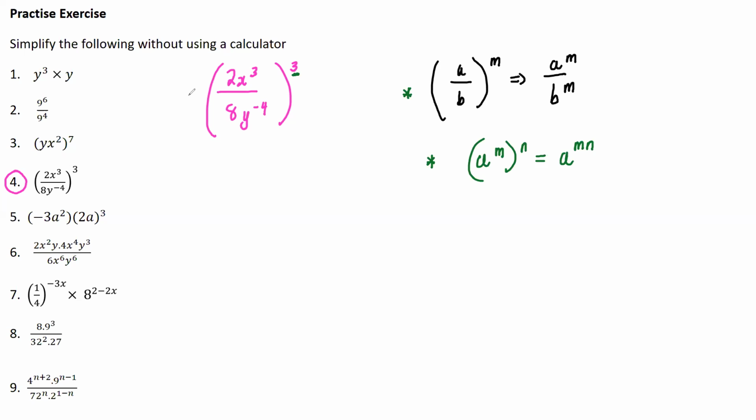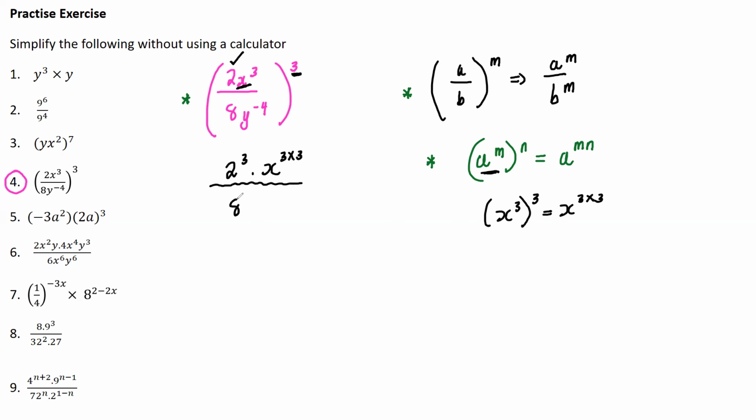Let's do this question here. We've got 2x cubed over 8y to the power negative 4. Everything is cubed. The cubed affects the 2, and the cubed affects the x cubed. So this is as good as saying 2 cubed, then x to the power 3 multiplied by 3. All right, that's fine.